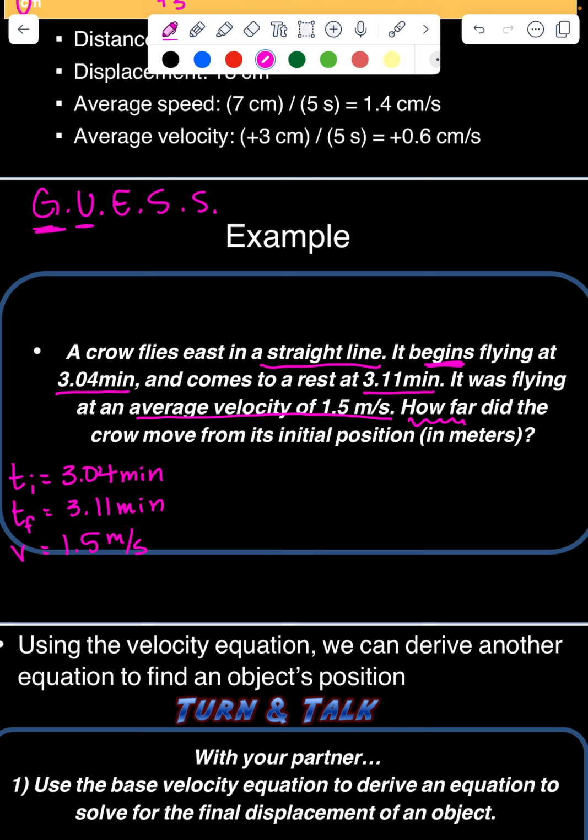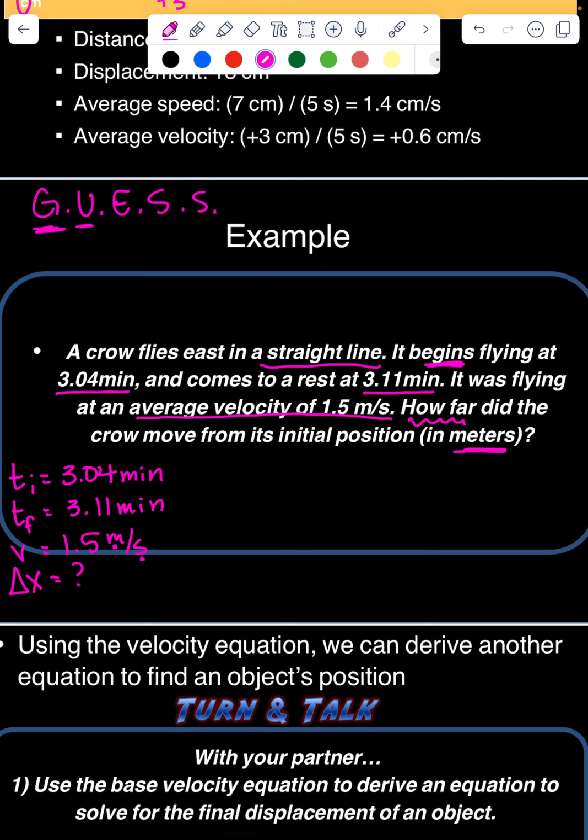Now we write our unknown. How far did the crow move from its original position or its initial position? So we are looking for our total displacement. Now, the big thing that I want you to see is that we want it in meters. So we do have meters right there. But what's wrong with our times? Our velocity is in meters per second while our times are in minutes.